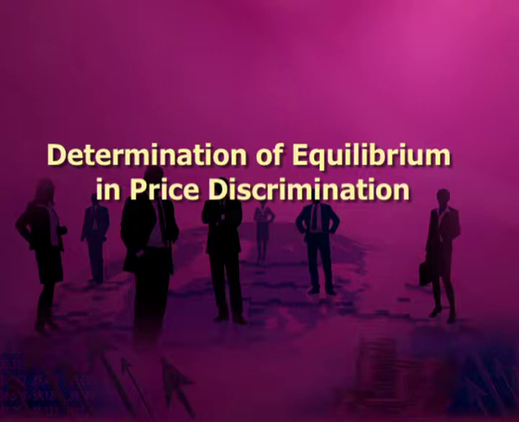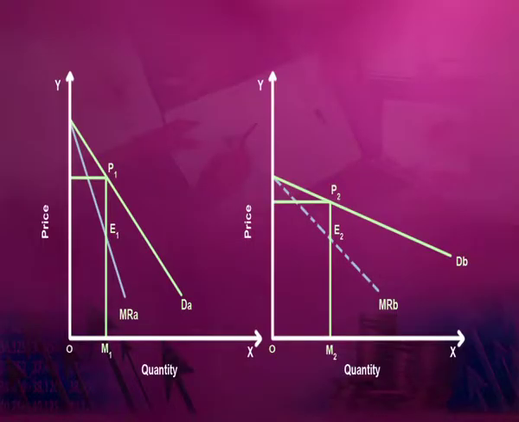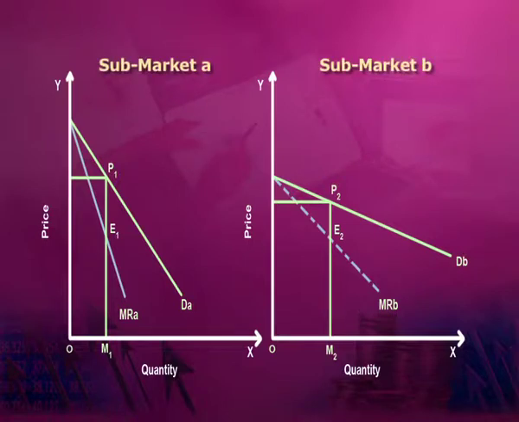Now let us discuss determination of equilibrium in price discrimination. Suppose there are two markets to which a price discriminating monopoly has to sell its product, that is market A and market B. Both markets have different price elasticities, that is, demand is more elastic in market B than in market A. This figure shows DA and DB as the average revenue curves for the respective markets.